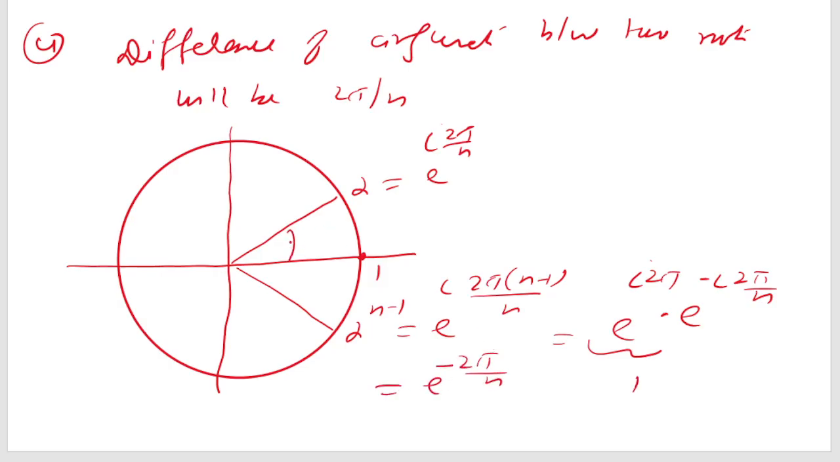Got it? So if this angle, this argument is 2 pi by n, the argument of the last root is minus 2 pi by n. So since they are lying on the circle, clearly they are nothing but the complex conjugates. Okay, so clearly we can see that they are conjugate pairs. Got it? So basically we can observe here that the imaginary roots exist in conjugate pairs. Okay, so a real root will lie only on the x-axis, but the complex roots will lie in conjugate pairs.